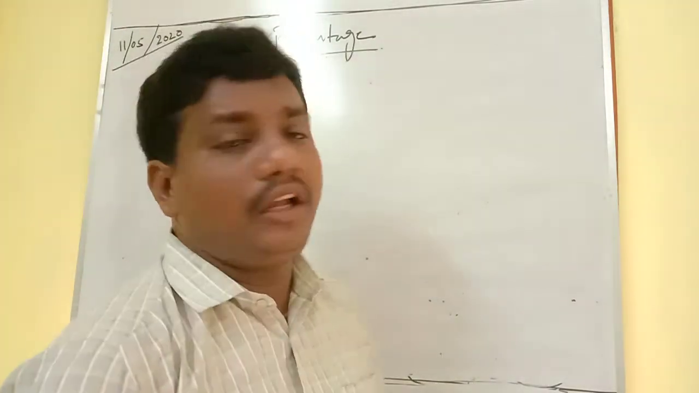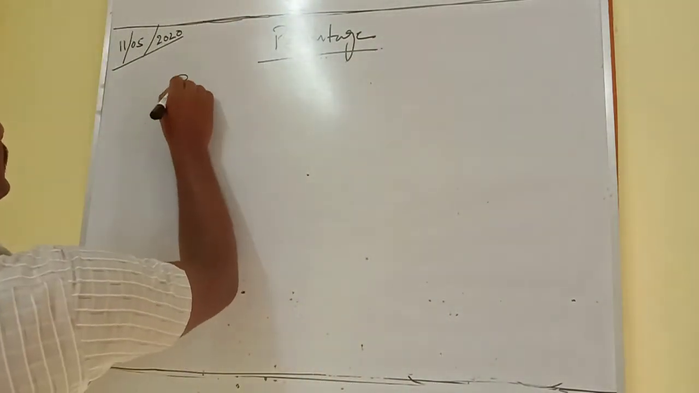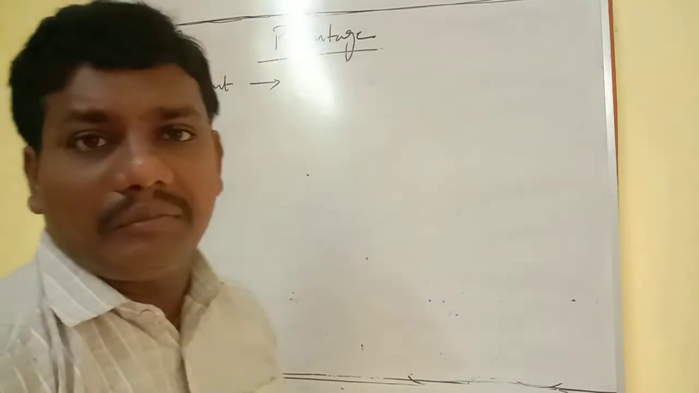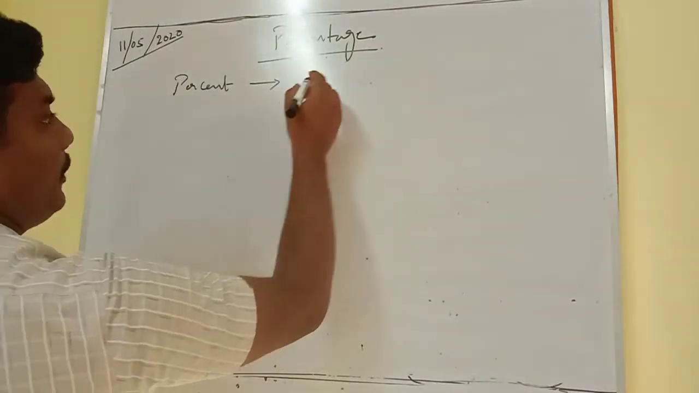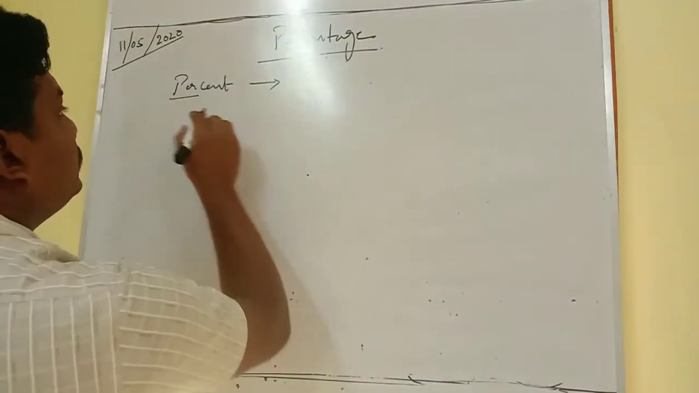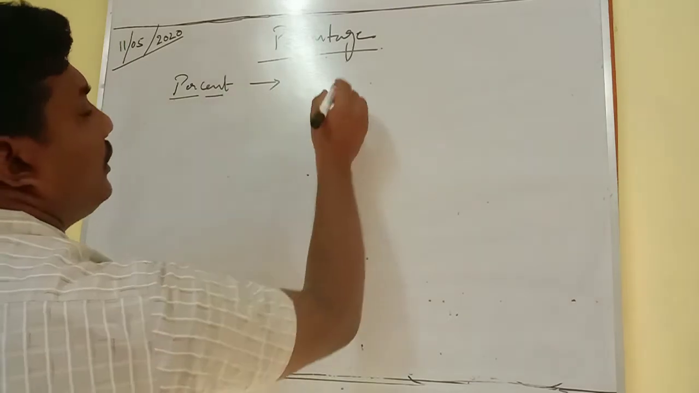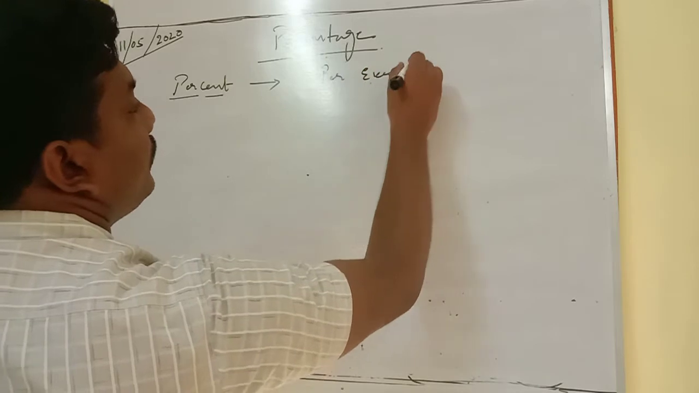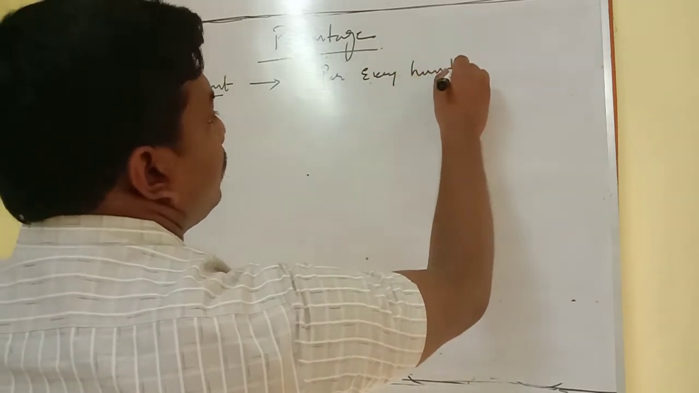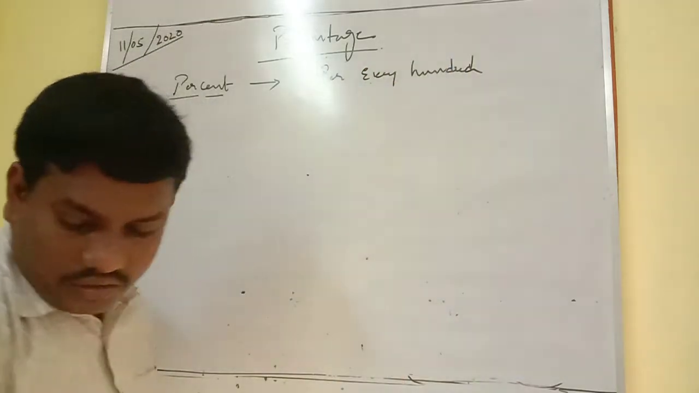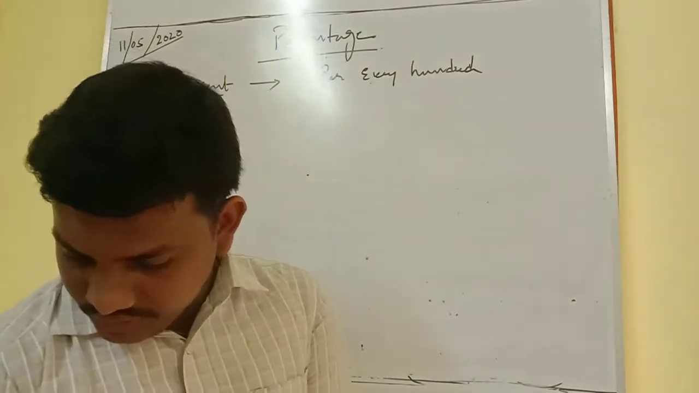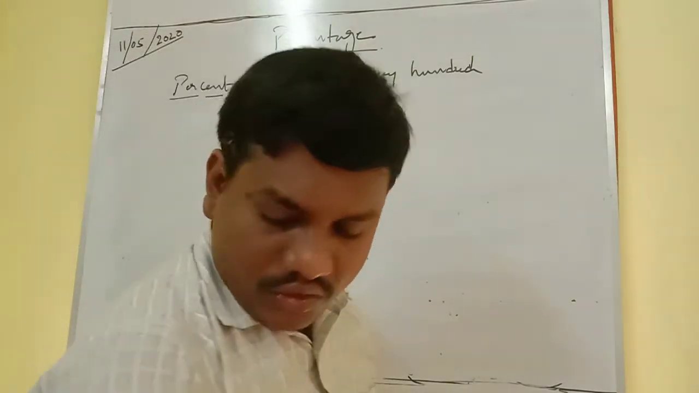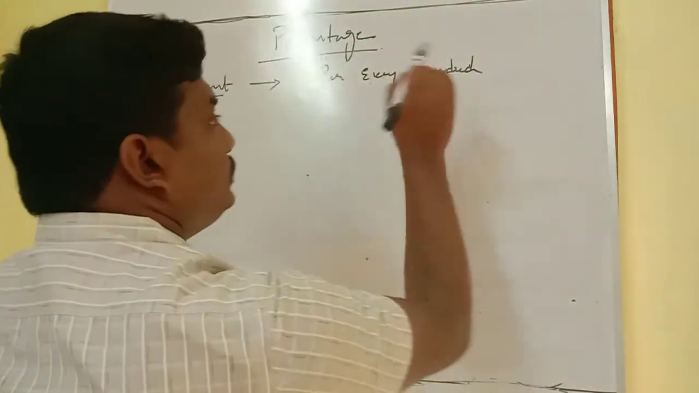So what is the meaning of percentage? Percent means per every 100. Per means per, cent means 100. This is called per every 100. So percent is nothing but per every 100. So the word percent is per every 100.